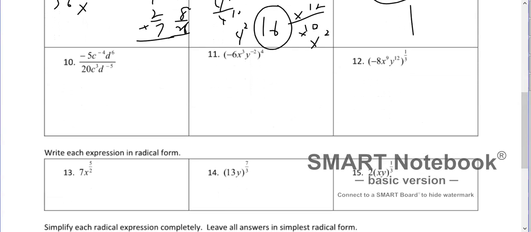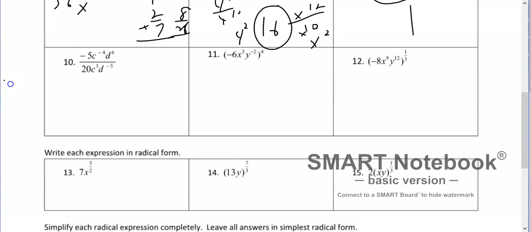Number 10. First off, again, go back to grade school. If you had -5 over 20, you would simply reduce that to -1/4. It's going to be the same thing here. We're going to start off and put the 4 down here. The negative can go top, bottom, doesn't matter.